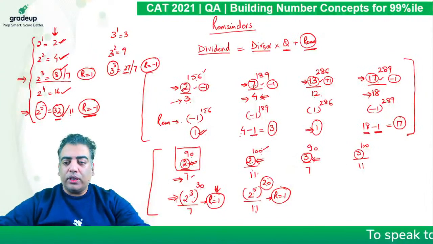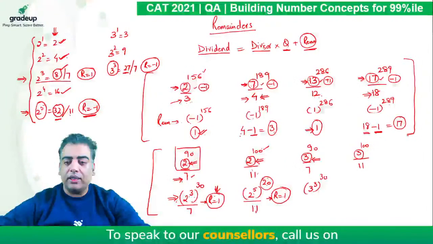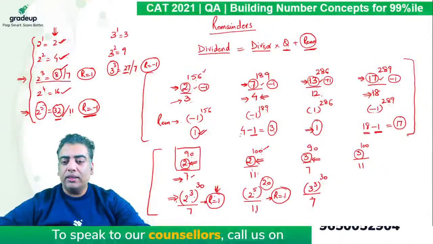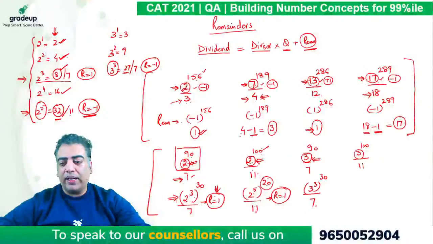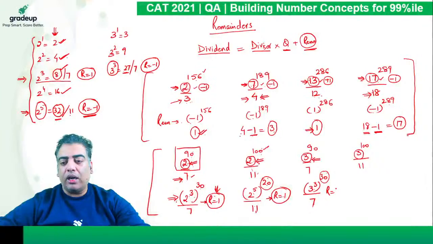So when you go for 3 cube in this case, again the power gets divided by 3, which makes it 30, divided by 7. Now 27 when divided by 7, remainder is -1, and -1 raised to an even power gives me a remainder of +1 again.